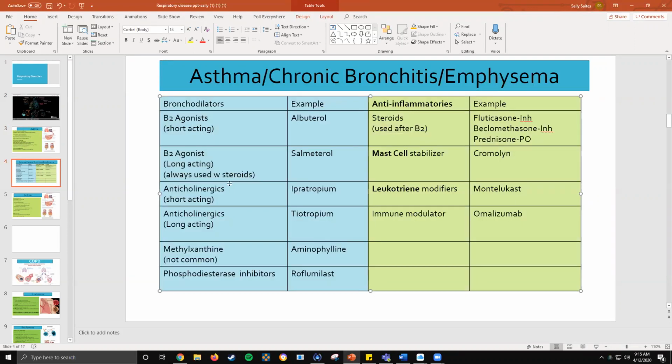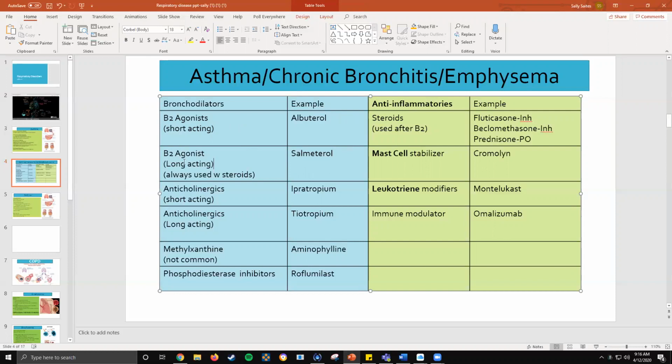Okay, so here's some medications, and these medications can actually be used for asthma, chronic bronchitis, and emphysema. The two primary ones that we use are the beta-2 agonists and the anticholinergics. So we have some differences here. We have albuterol, which is an inhaler, which is short-acting. We also have salmeterol, which is long-acting.